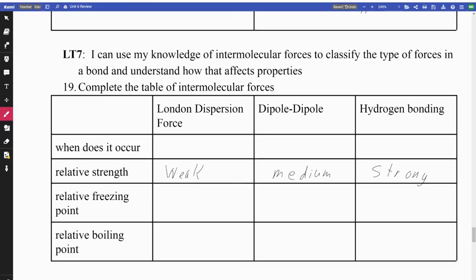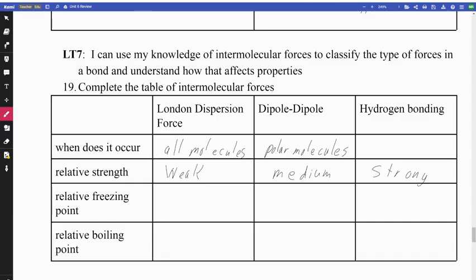Okay, now when do we have each of these things? Well, London dispersion exists in all molecules. So every single molecule that exists has London dispersion in between the molecules. If we have a nonpolar molecule, that has London dispersion. If we have a polar molecule, that also has London dispersion. Now, dipole-dipole only exists in polar molecules. If we have dipole-dipole, we also have London dispersion. Just because we have dipole-dipole doesn't mean the London dispersion goes away. It just exists alongside the dipole-dipole.